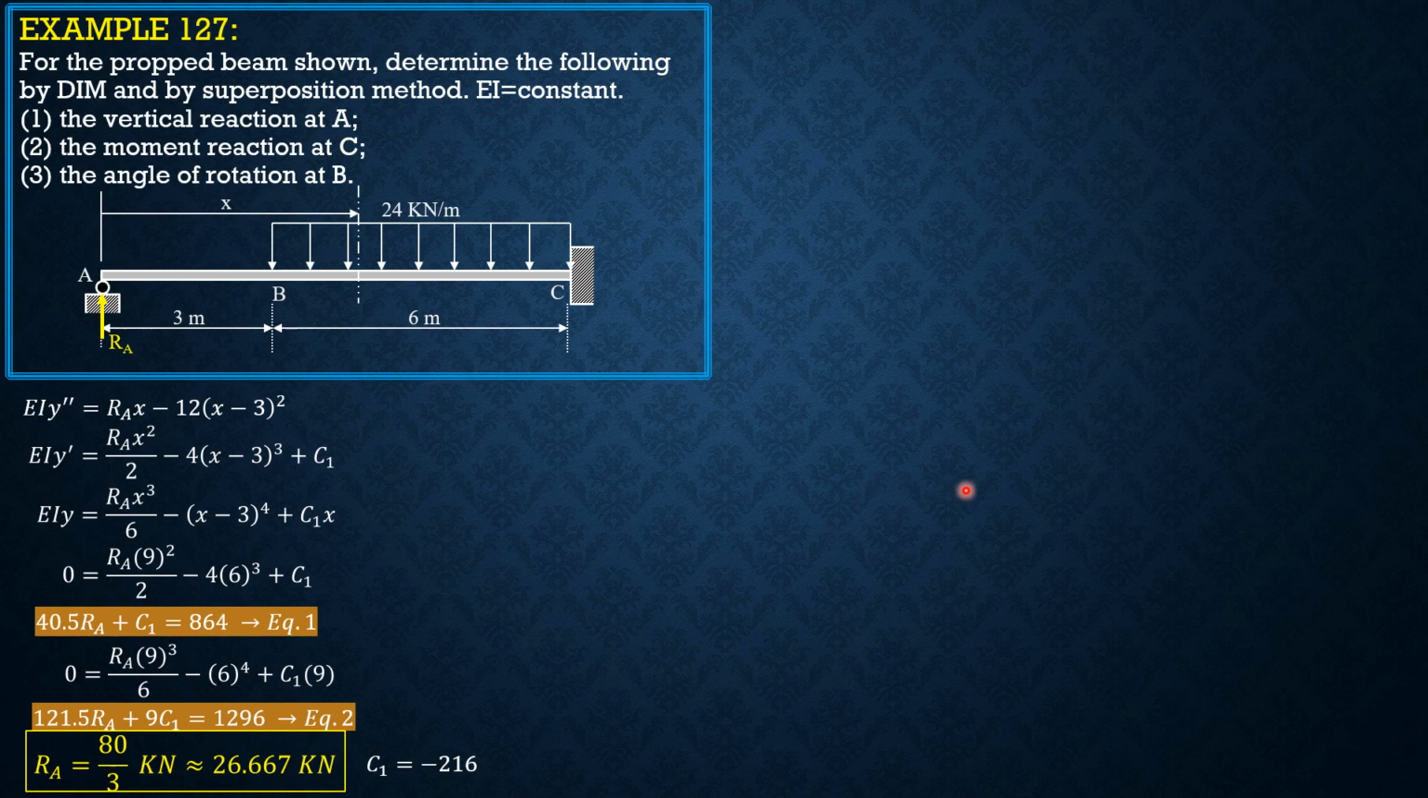compute the moment reaction at C. Take note that EI y double prime is moment, so if we substitute it here when x is 9, then we can evaluate the moment at C. So EI y double prime is moment at C when x is 9, so 80 over 3 times 9 minus 12 times 9 minus 3, or 6 square. So moment at C is equal to negative 192 kilonewton meter.